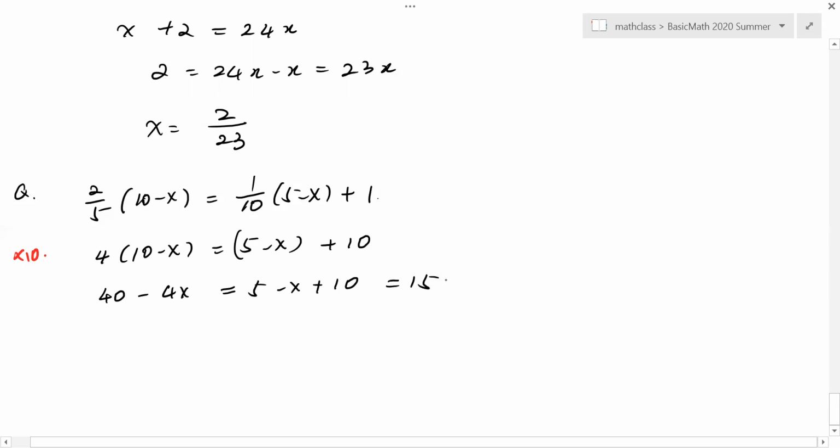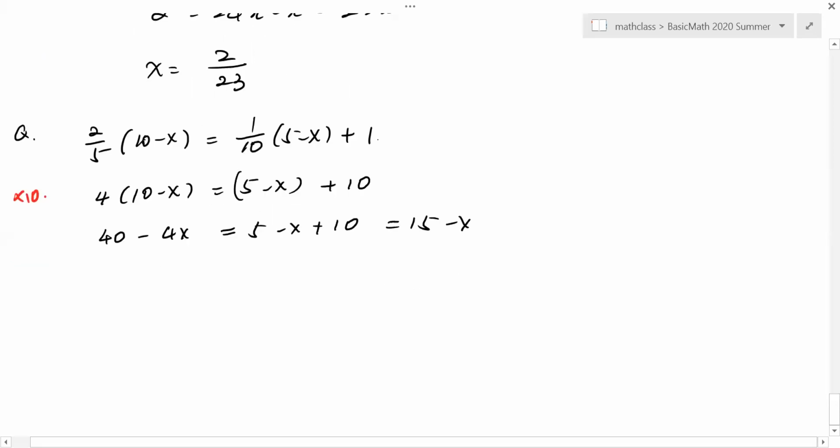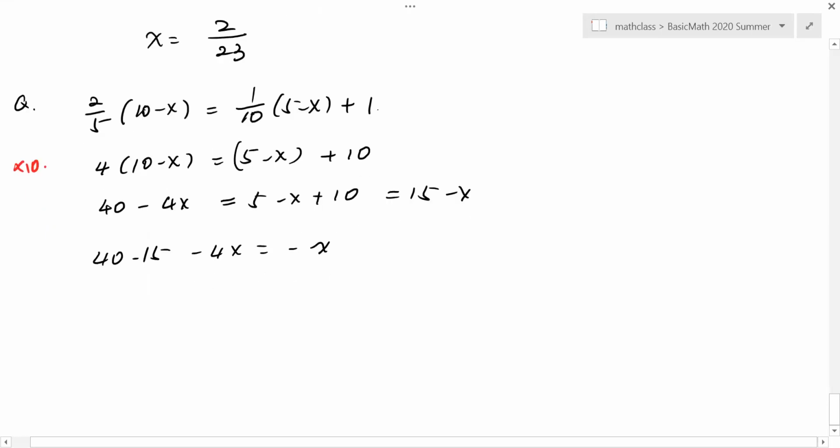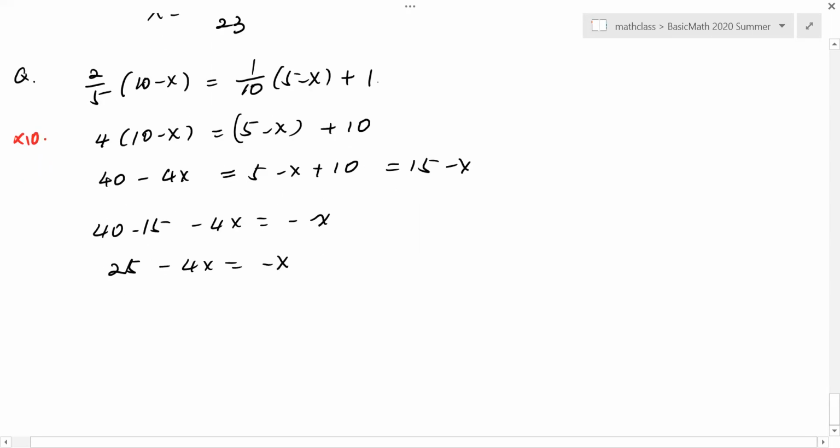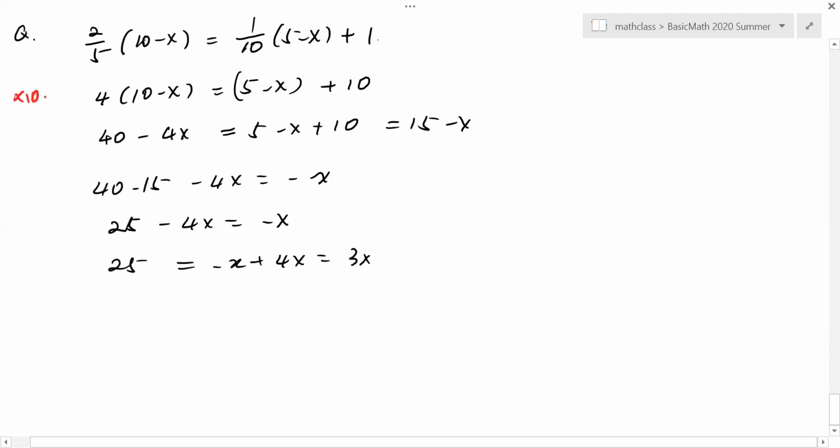And you can also simplify like this, okay? 15 minus x. So what I'm going to do is keep x on the right-hand side. I subtract step by step, okay? I'm not in a big hurry. Subtract 15 from both sides, so I get 25, right? Then I add the 4x to both sides. I got 3x. So finally, x should be equal to 25 over 3.